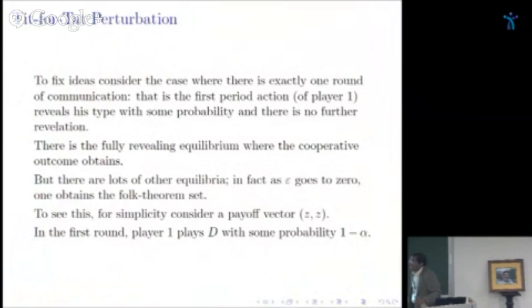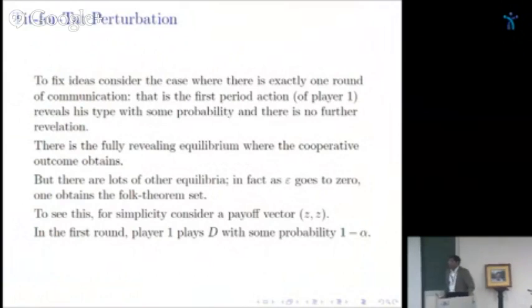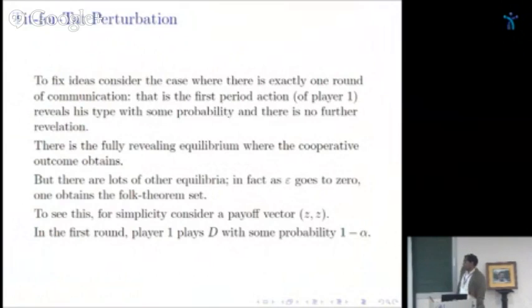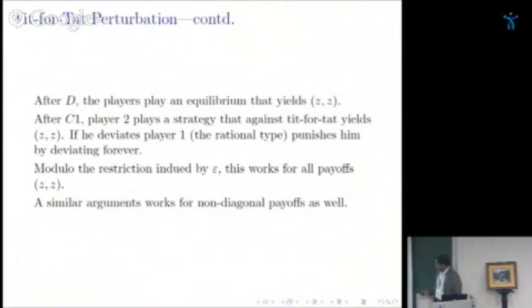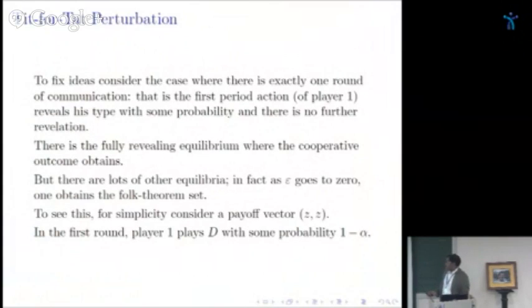No discounting. So when you say there is a fully revealing equilibrium, I have an infinite horizon and no discounting. But this is not a strategic type. You get the equilibrium where you get the cooperative outcome because, if I defect, I.